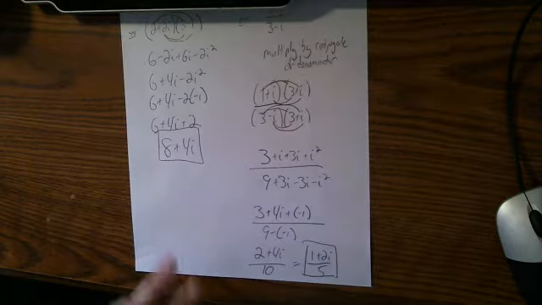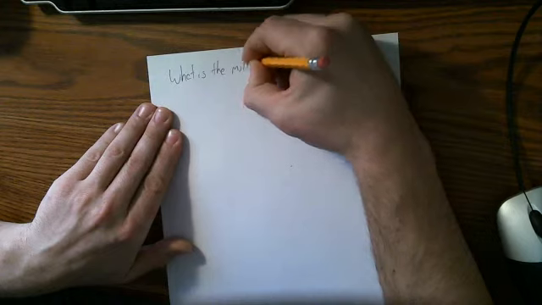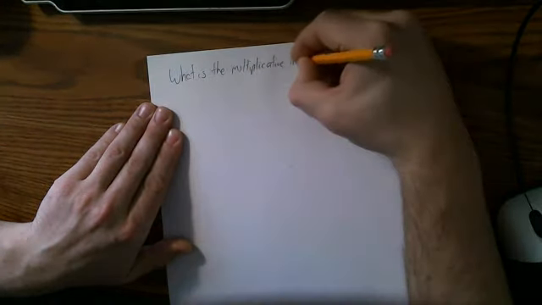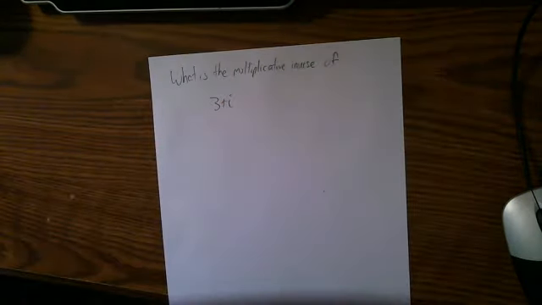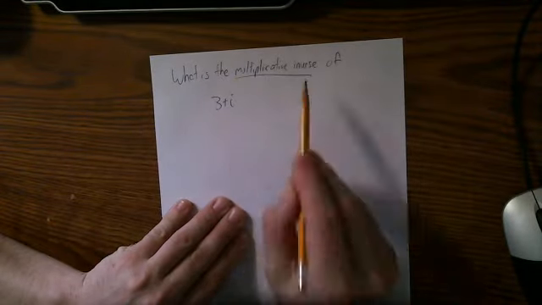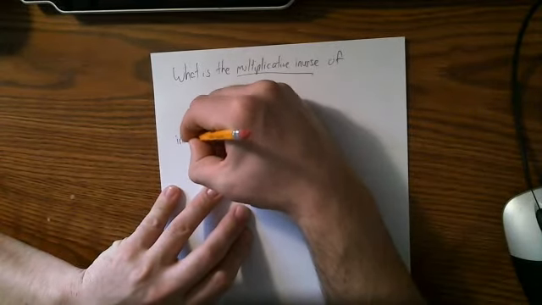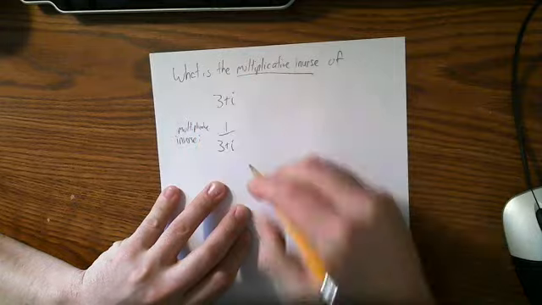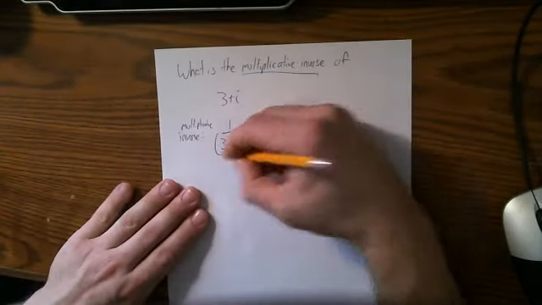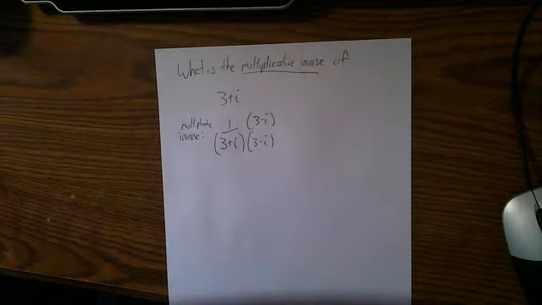One last thing, and that is searching for the multiplicative reciprocal. What is the multiplicative inverse of 3 plus i? Well, the multiplicative inverse is simply the reciprocal. So the multiplicative inverse is 1 over 3 plus i. The problem here, we still have to simplify it. Not allowed to have a radical in the denominator. So let's multiply by the conjugate.